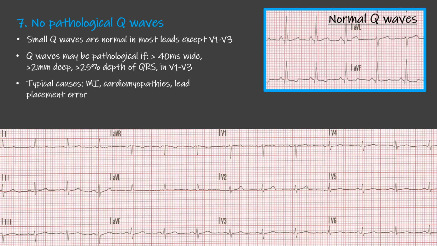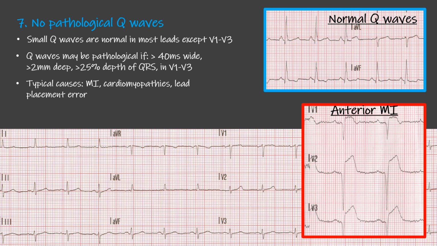So here's an example of some normal small Q waves in a healthy ECG. We can see that they're narrow and they're small in amplitude. So they're less than 40 milliseconds wide and they're less than 2 millimeters deep. And they're not appearing in leads V1 to V3.